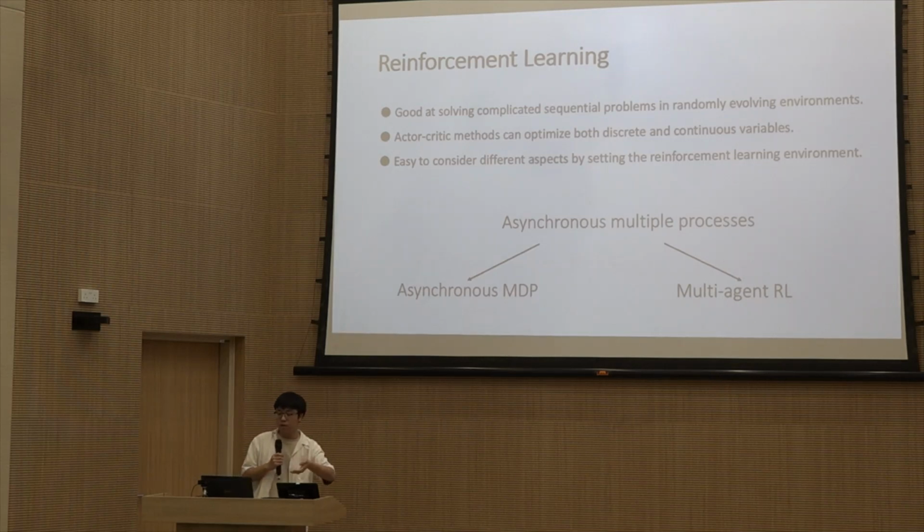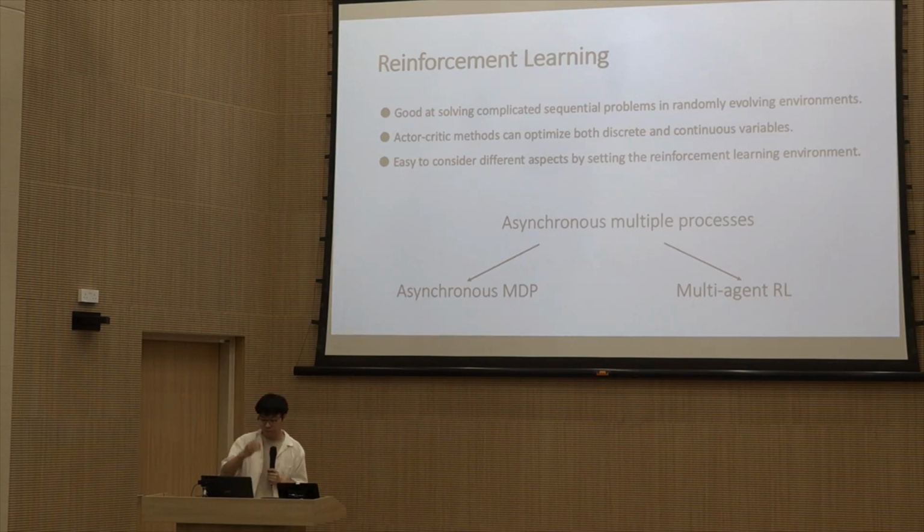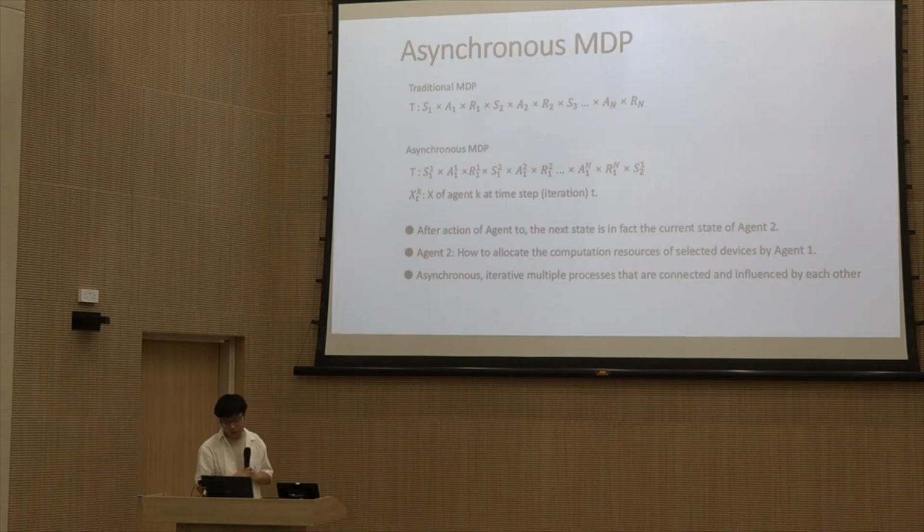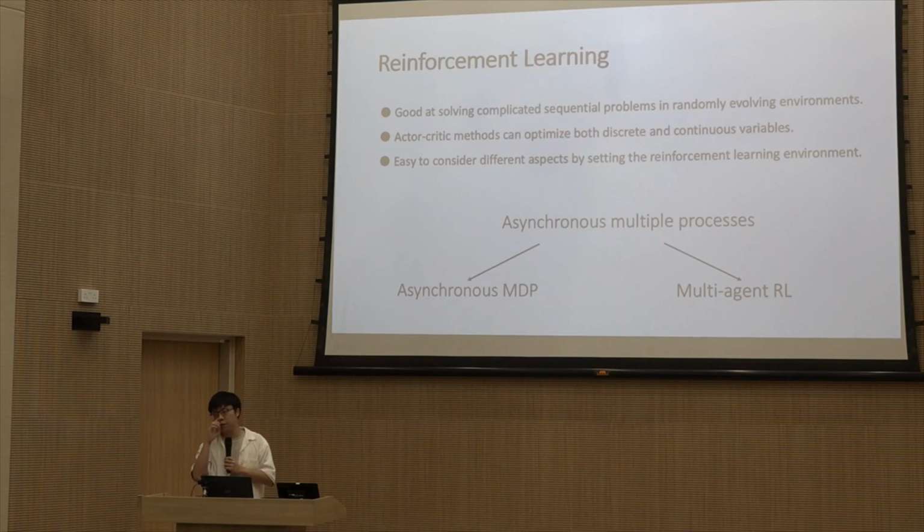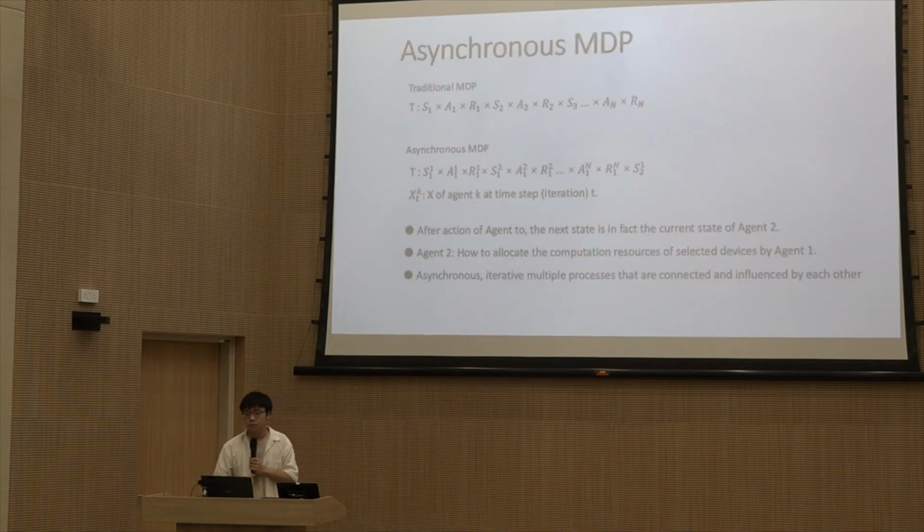It is also easy to consider different aspects by well designing the reinforcement learning environment. So in our scenario, this is an asynchronous multi-agent process. So the asynchronous multi-agent process leads to two sub-problems. The first one is the asynchronous MDP, and the second one is multi-agent reinforcement learning. So for the asynchronous MDP, what is the difference between it and the normal MDP? In the traditional Markov decision process, when we have a state, we just feed it an action and we give it a reward as feedback, and it will jump to the next state.